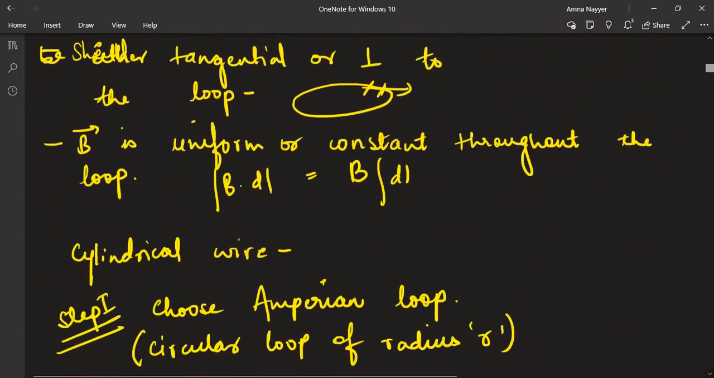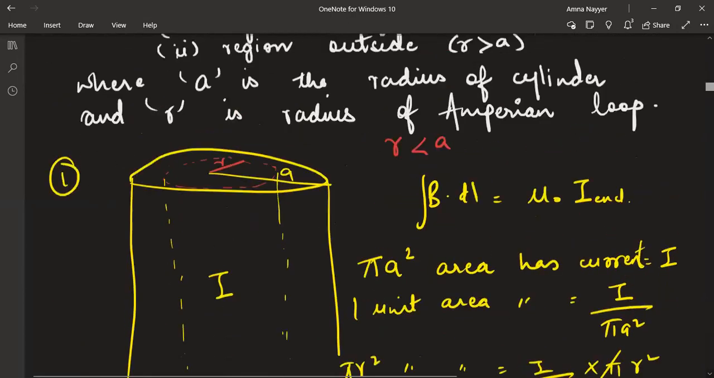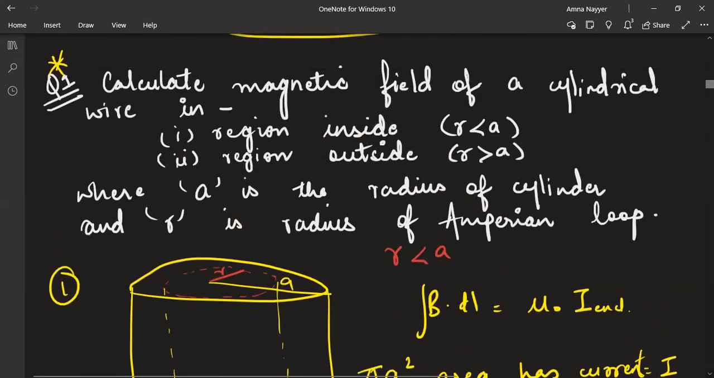So for the Amperian loop, there are certain conditions that you have to follow in choosing it, and by this you will have different cases. If it's for a cylindrical wire, this question that we did in the class, all of you have this in your notes, and those who have not attended the classes at that time, I have shared the link already. This question is very important. It can come as a separate question, and it can come as a derivation also: magnetic field of a cylindrical wire for a point lying inside or for a point lying outside.